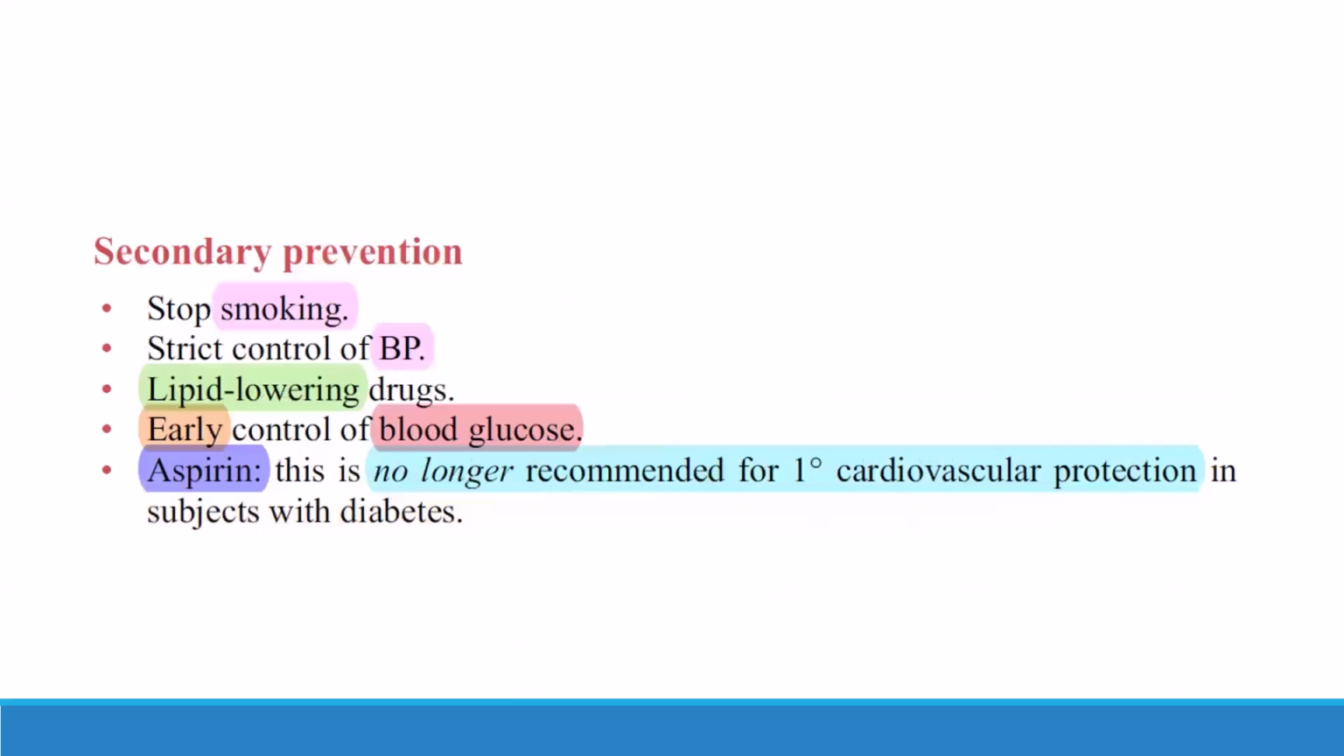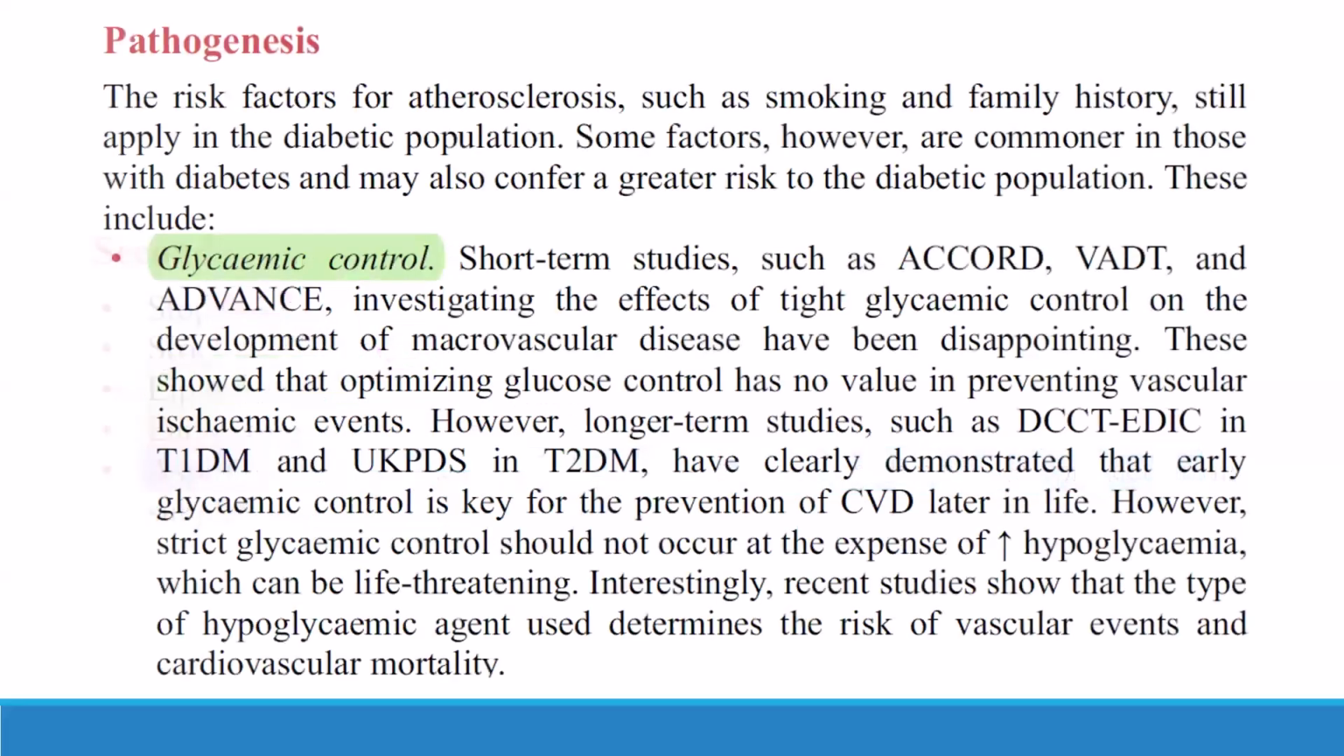Secondary prevention is essential: stopping smoking, control of hypertension and blood pressure. Lipid-lowering drugs are essential. Early control of blood glucose, and aspirin is not recommended nowadays for primary prevention. Don't forget that aspirin was previously recommended for primary prevention, but nowadays it is not recommended for diabetics as primary prevention. If the patient has ischemic heart disease, we can prescribe aspirin. If the patient has peripheral arterial disease, we can give aspirin, but otherwise it is not recommended as primary prevention.